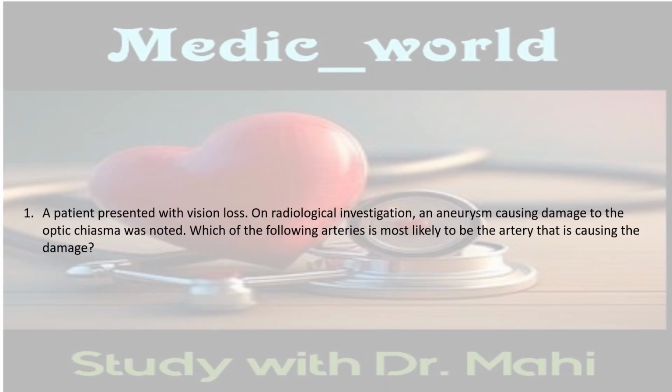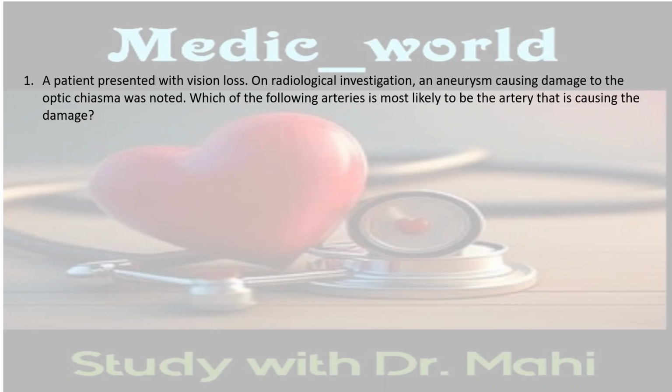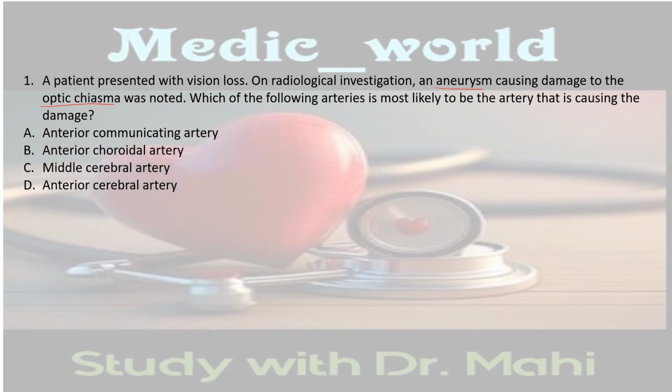Today we will discuss the previous year questions of NEET PG 2021 of the subject Anatomy. So let's start with our first question: a patient presented with vision loss. On radiological investigation, an aneurysm causing damage to the optic chiasma was noted. Which of the following arteries is most likely to be the artery that is causing the damage? Let's see the options: anterior communicating artery, anterior choroidal artery, middle cerebral artery, and anterior cerebral artery.